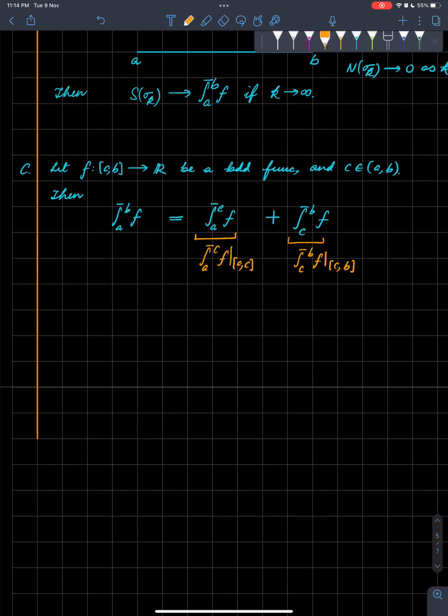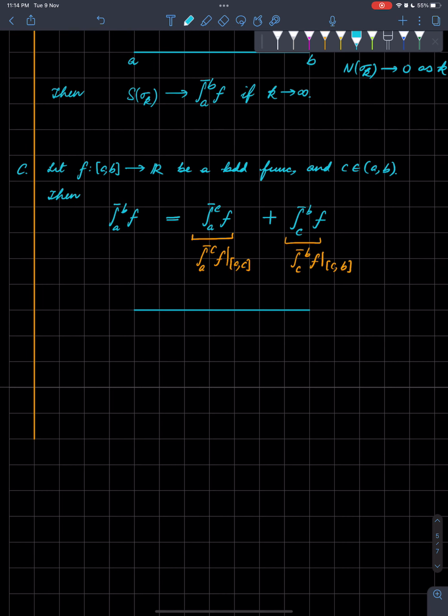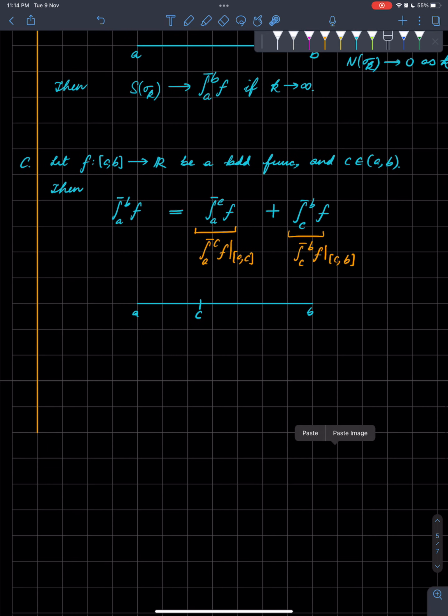So it's saying that you can kind of break the upper integral into two parts. If you have this as your domain, then you find the upper integral on the first part, find the upper integral on the second part, and just add them. You'll get the entire upper integral. So that's very nice. And why is that?